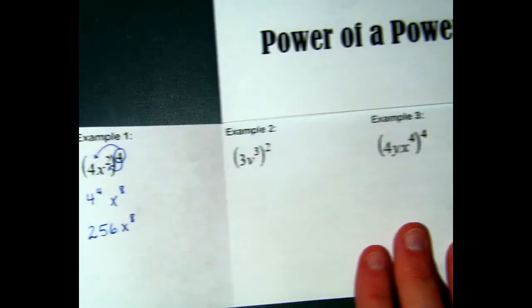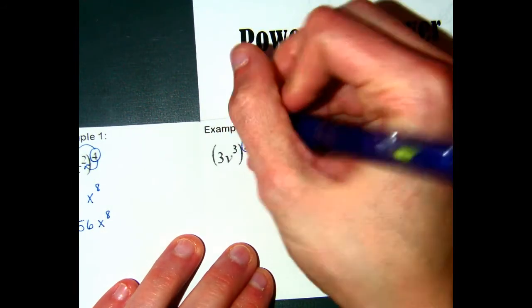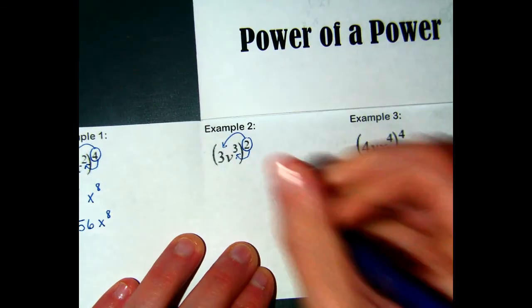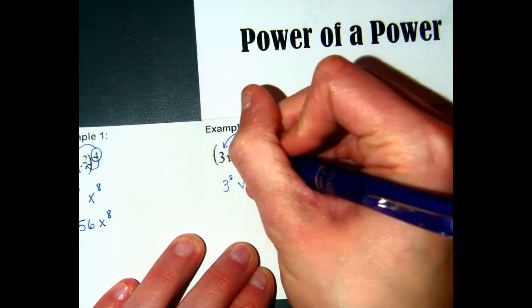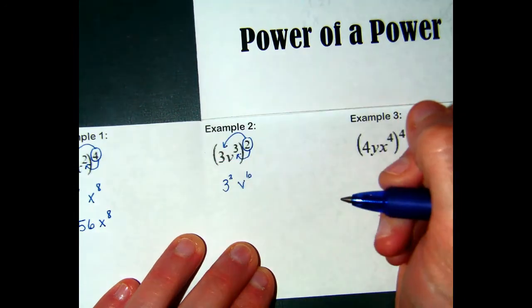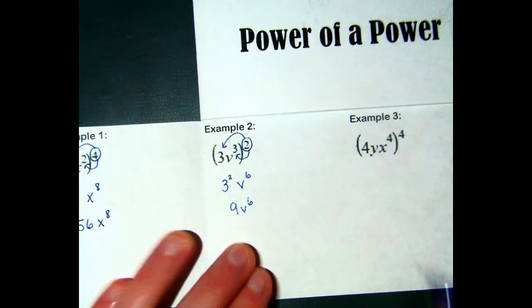Number 2 and 3. Again, 2 needs to go to everything. The 3 and the v. So 3 squared and v to the 6th. 3 times 2 is 6. Then I need to simplify the numbers. 3 squared is 9, so 9v to the 6th power.